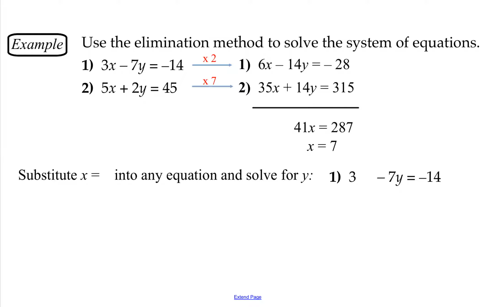Now we want to substitute x equals 7 into any of my above equations. Usually the smaller numbers are easier to work with. So I'm substituting it into equation 1. Instead of x in equation 1 right here, I'm going to put that positive 7. Multiplying that out, I get 21 minus 7y is equal to -14. Subtracting 21 from both sides to isolate my y variable, and then dividing by -7, y turns out to be 5. So the solution to this system is (7, 5). That's the point of intersection.